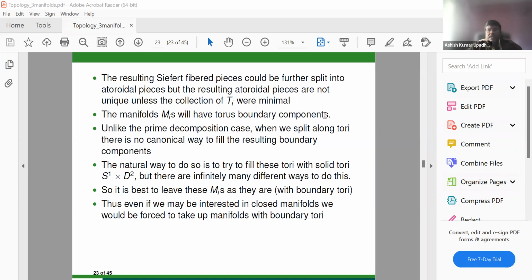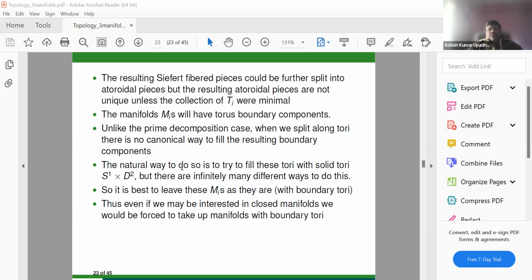so they will have torus boundary components. Unlike the prime decomposition case, when we split along tori, there is no canonical way to fill the resulting boundary components. Because you remember when I gave you the example of 3-manifolds in S^3, along a tubular neighborhood of a knot, we tried to fill in a solid torus, and there is no standard, no canonical way to fill the boundary. Okay, so that is what is being said here.